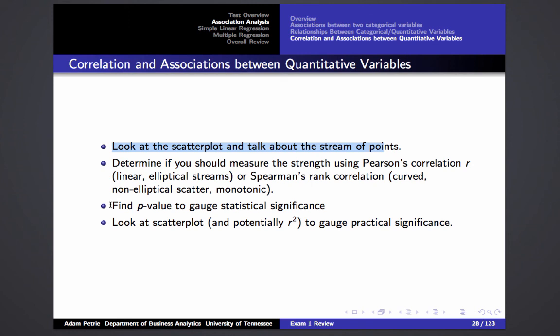I'll expect you, based on our output, to be able to find the p-value to gauge the statistical significance of the association. And as we know, statistical significance and practical significance are two different things. I want you to be able to look at the scatter plot and even calculate R squared to tell me whether or not that correlation is strong enough for you to care about.